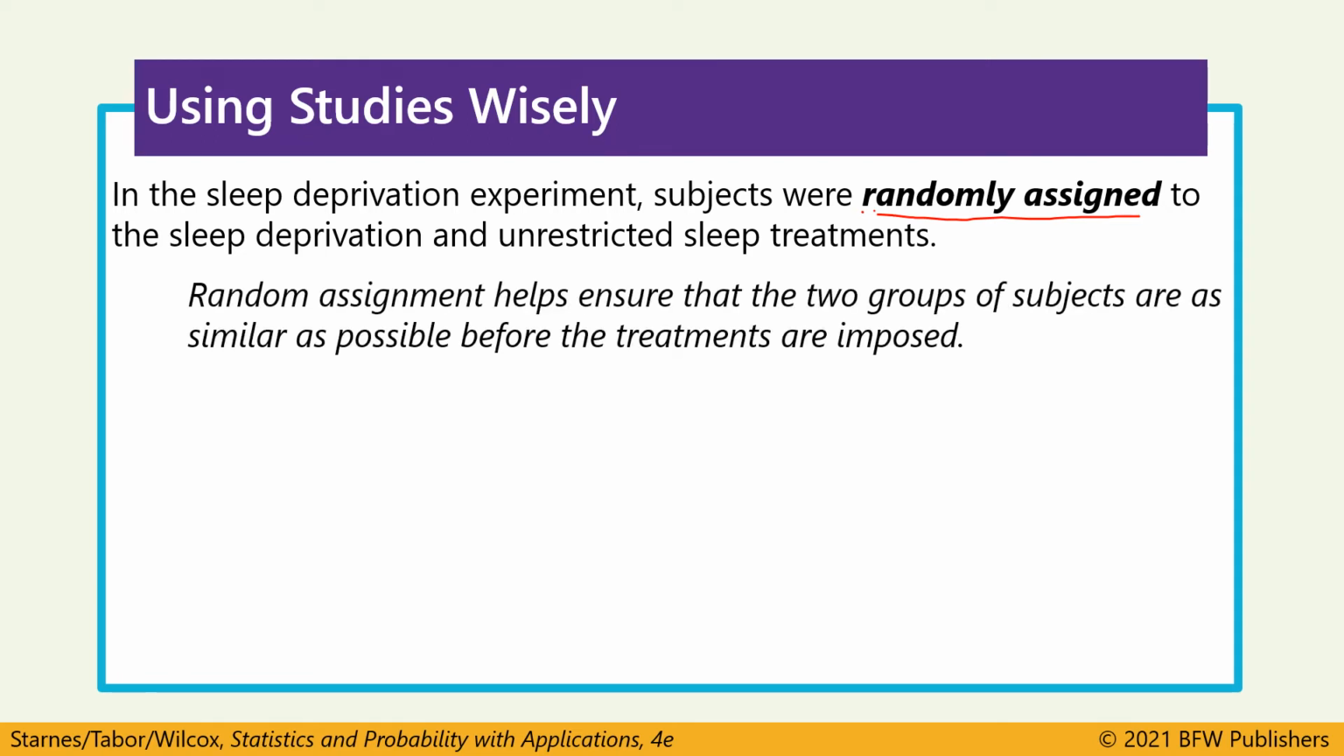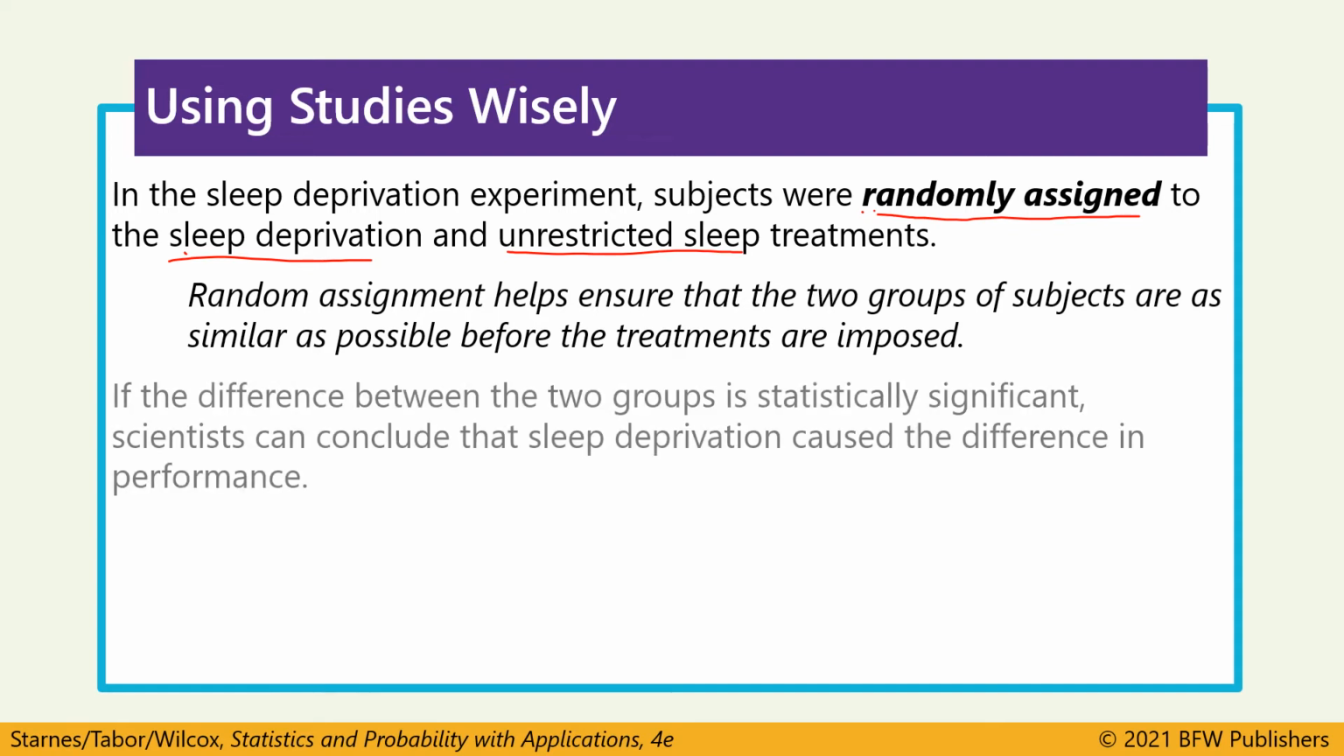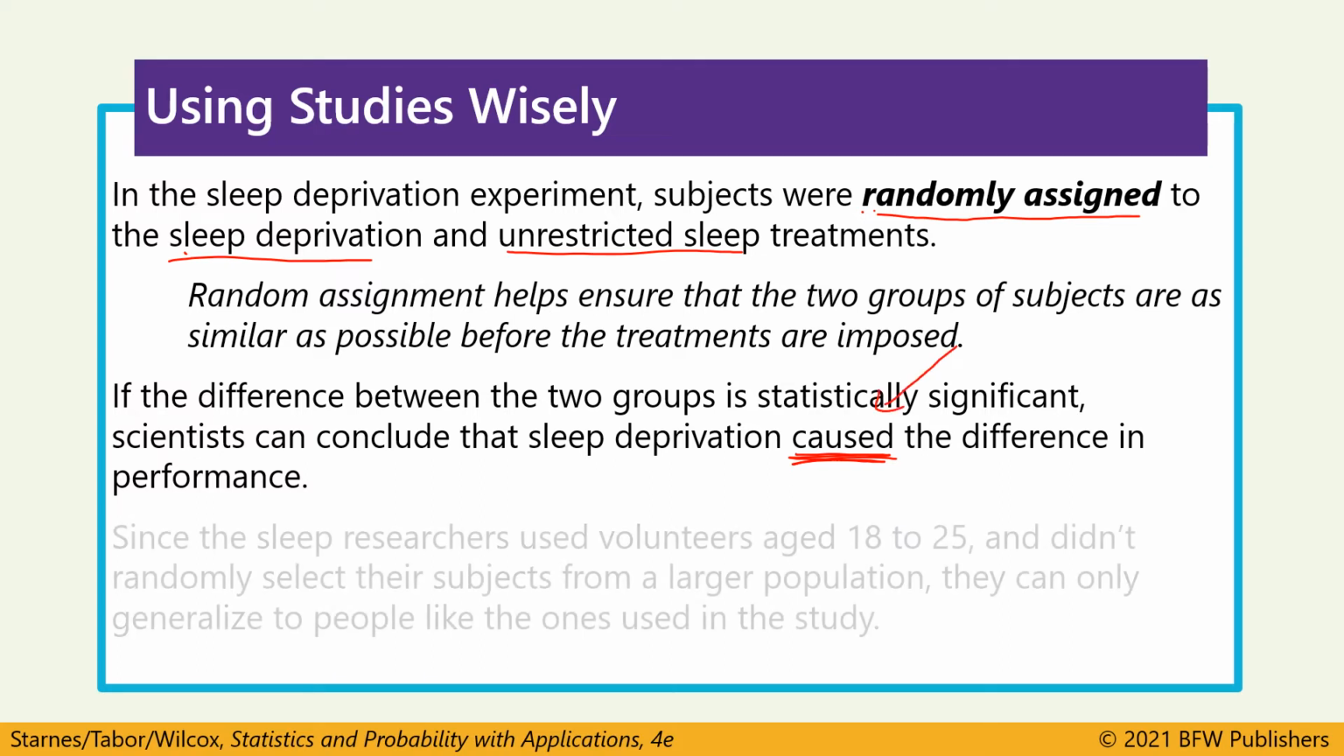So to start, the fact that we have random assignment makes sure that the two groups of subjects at the start of this experiment are as similar as possible before we impose the treatments of sleep deprivation versus unrestricted sleep. The response variable is their performance 2 days later. If we see a difference that's statistically significant, we are able to conclude that sleep deprivation caused this difference. When we have an experiment with randomly assigned treatments, we can make a cause and effect conclusion.